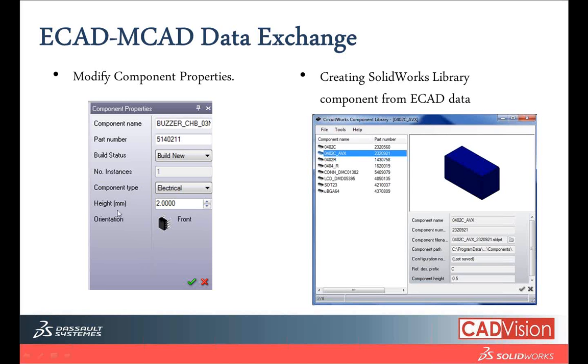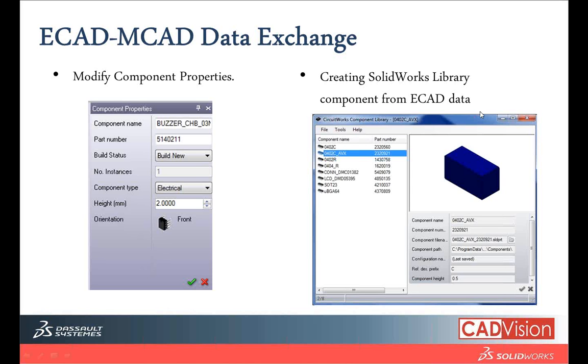For example, the thickness of the components in SolidWorks. For each of the components, we check the properties, and we can assign different height properties, thickness of the components, and then simply accept it, and it will be updated into SolidWorks. And once we have created it, accept it, and create it as a component in SolidWorks.